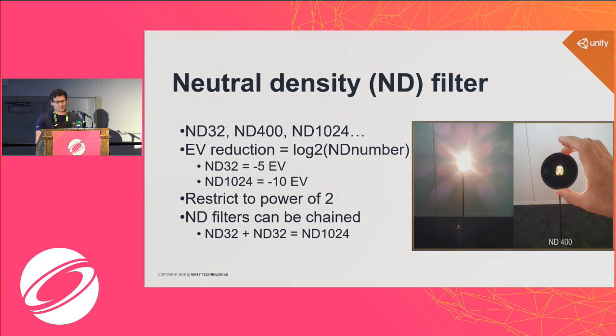To deal with very bright light sources, we use neutral density filters, or ND filters. ND filters reduce the amount of light entering the lens. ND filter strength is expressed by a number that is the power of 2 of the EV reduction it provides. ND filters can be stacked, and their EV reductions are added in this case. Again, we restrict ourselves to power of 2 ND filters to simplify our process.